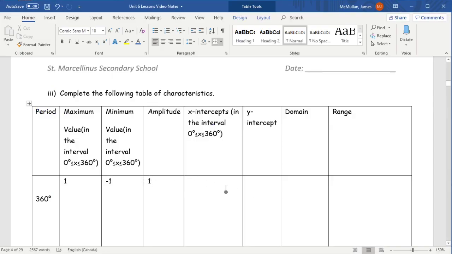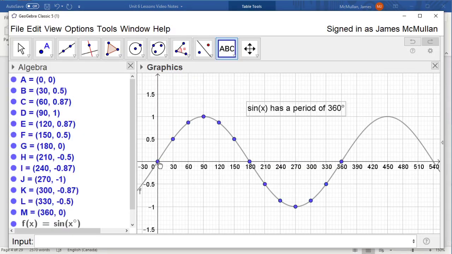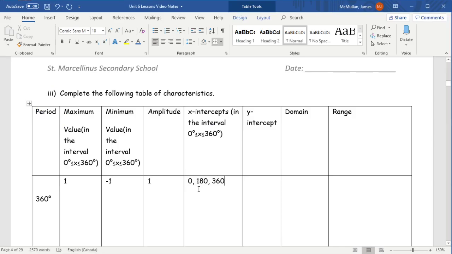The x-intercepts. There's an x-intercept at 0, at 180, and at 360. So there are 3 x-intercepts for one cycle. The y-intercept is just 0, 0.